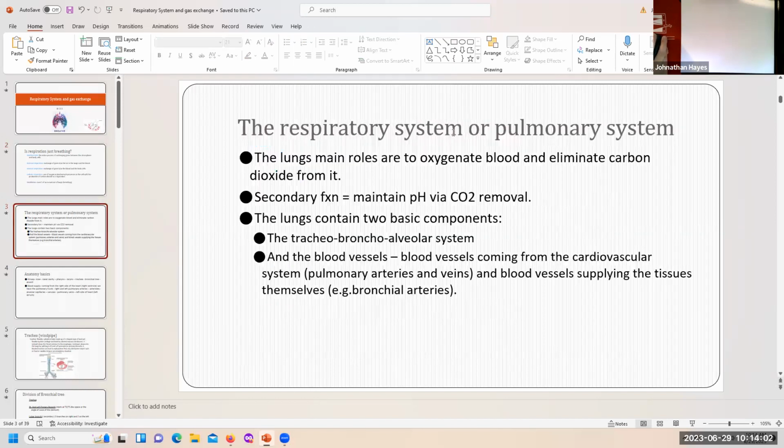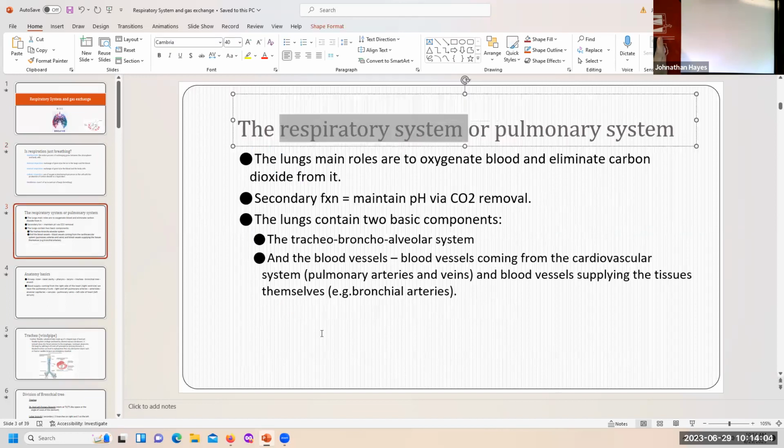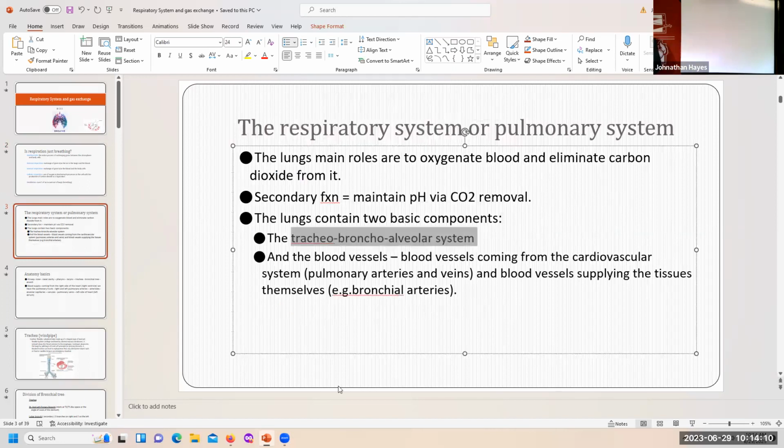So respiratory system, of course, when you think about the respiratory system, the main part you think about is the lungs. And we call that the tracheobronchoalveolar system. So it's not just the lungs. We have to have a patent airway to get in there. So if I'm going through some type of anaphylaxis and my airway closes up, then lungs are pretty useless at that point because I don't have a way to get in there.